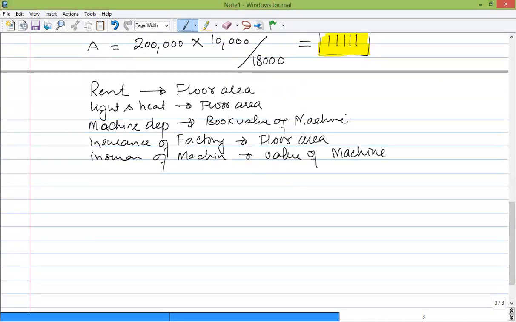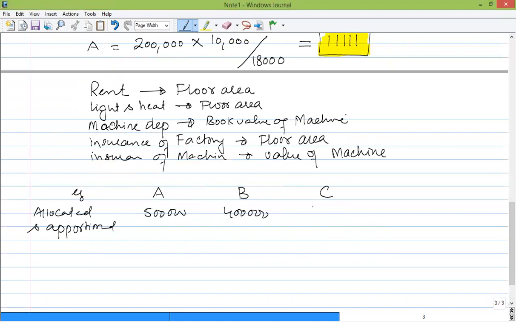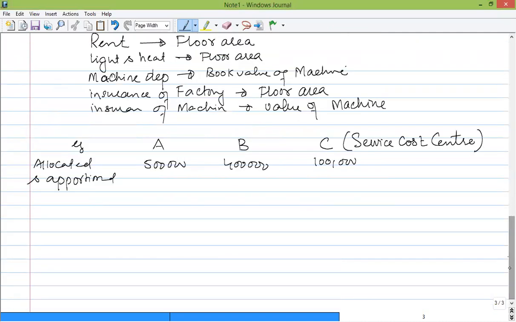After apportioning the overheads to the specific cost centers, let's see: there are two production cost centers and only one service cost center, and the total overheads allocated and apportioned between them are, assuming, 500,000, 400,000, and 100,000, and this last one is a service cost center. Now that service cost center is not directly involved in the production process.